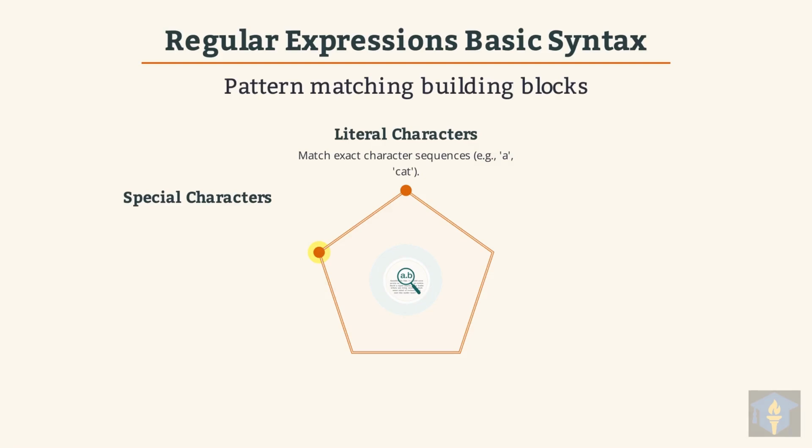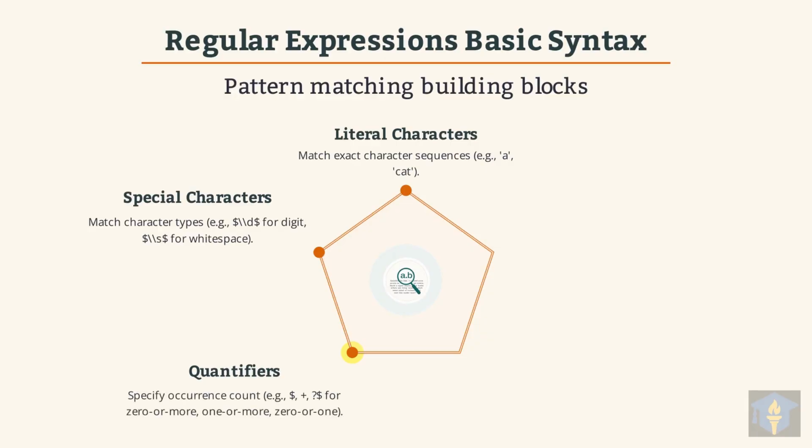Special characters have predefined meanings, allowing you to match categories of characters rather than specific ones. For instance, \d matches any digit, and \s matches any whitespace character. Quantifiers specify how many times a character or group of characters should appear in the match. Asterisk means 0 or more, plus means 1 or more, and question mark means 0 or 1 occurrence. Character classes allow you to define a set of characters, any one of which can match at a given position. For example, [abc] matches a, b, or c, while [^0-9] matches any non-digit character.